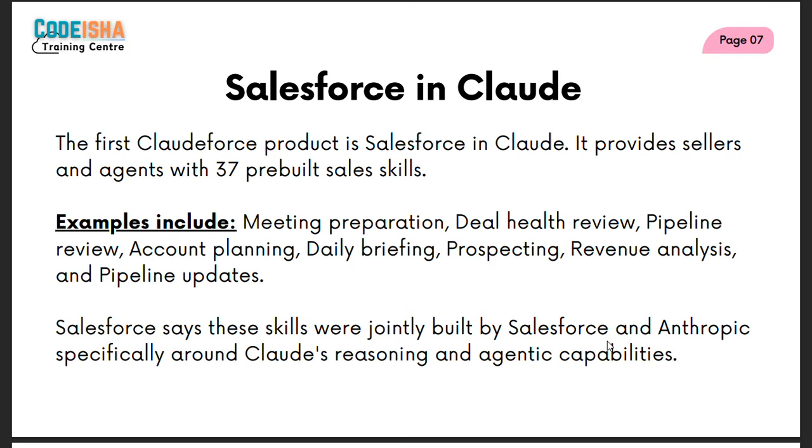Okay. So examples include meeting preparation, deal health review, pipeline reviews, account planning, and daily briefing, and also prospecting, revenue analysis, and pipeline updates. So we have other sales skills, etc. Okay, by default they are pre-built, so you are free to visit any others after the release.